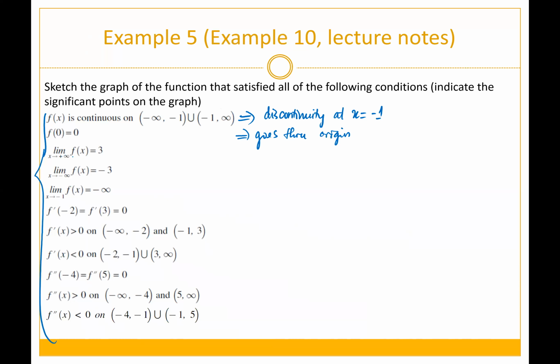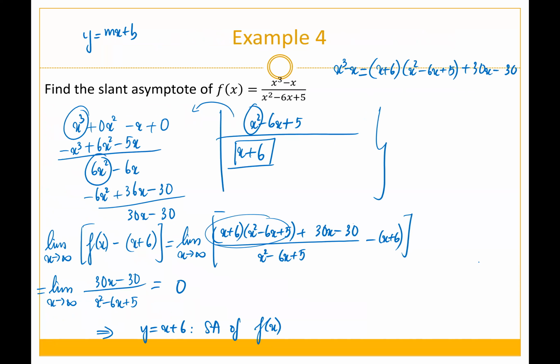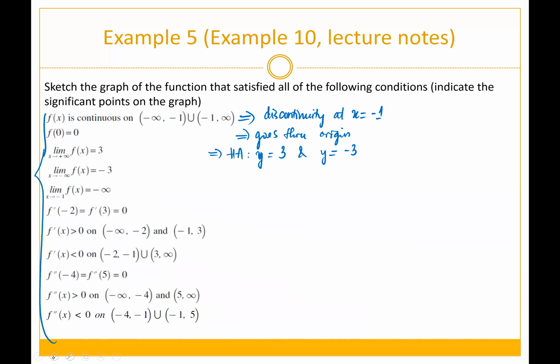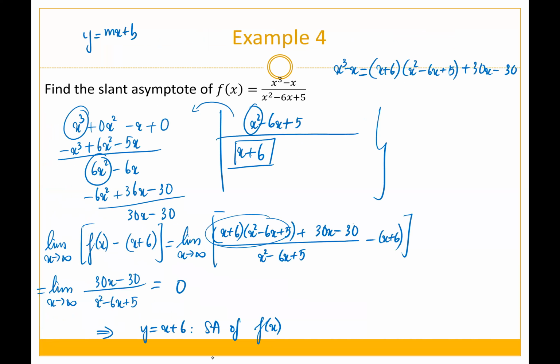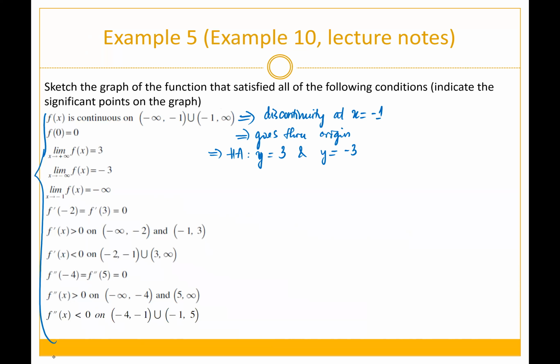The limit of x approaching infinity of f(x) equals 3. So one horizontal asymptote is y equals 3, and y equals -3 on the other side, as x approaches infinity and x approaches -infinity. And then you have the limit of x approaching -1 of f(x) is -infinity. So a vertical asymptote is x equals -1, and it's approaching -infinity on both sides of -1.